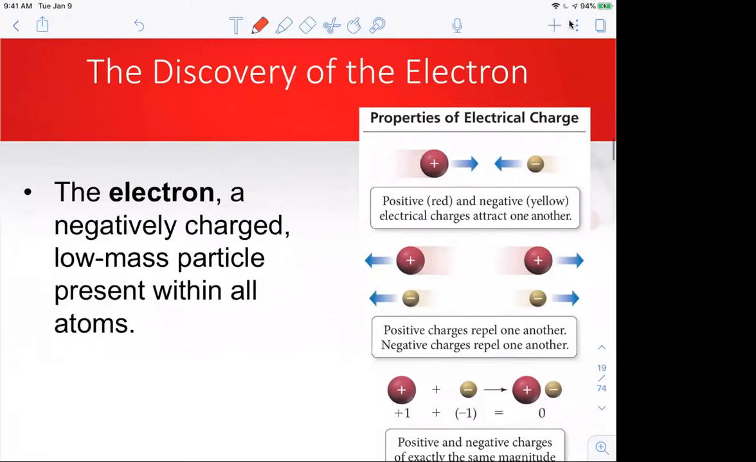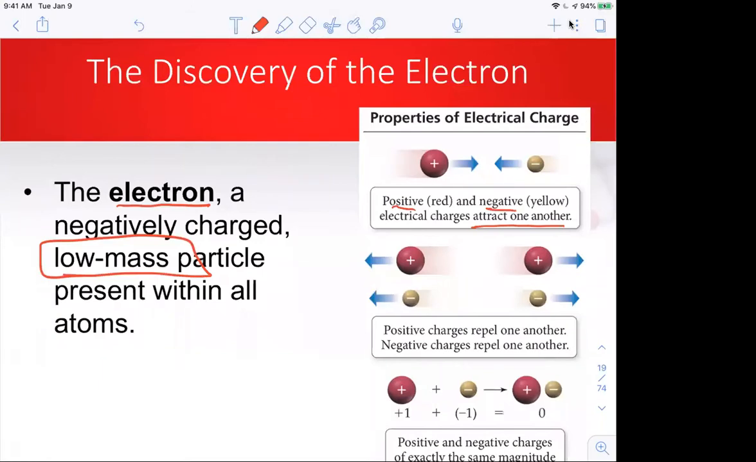Now, the electron, as we know it, is a negatively charged low mass particle, right? So I have a negative charge, it's low mass, and it's present within all atoms. What do we know about charged particles? We know that opposites attract. So I have positive and negative charges, they're going to attract one another.